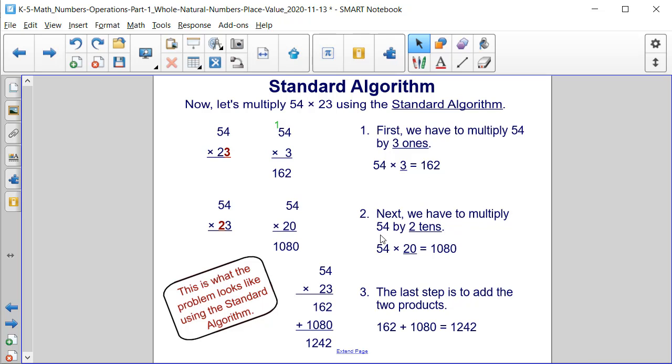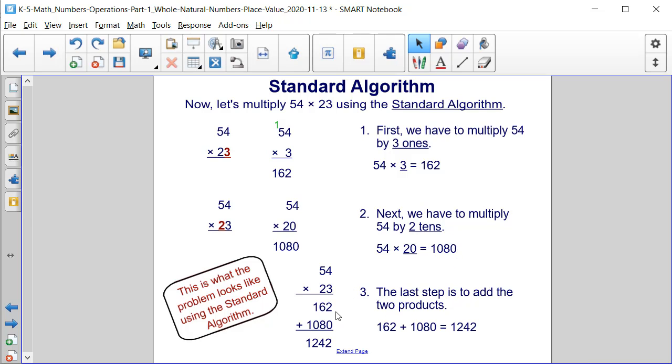Next, we have to multiply 54 by 2 tens. So we need to do 20 times 4, which is 80. So we get an 80 here. And then we have 20 times 50, which is 1,000. So when we add them together, we get 1,080.